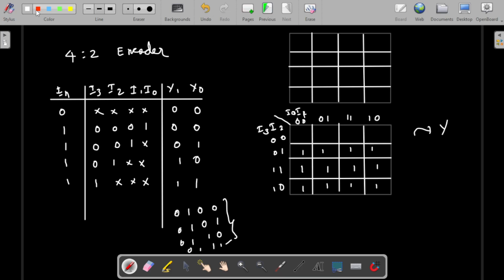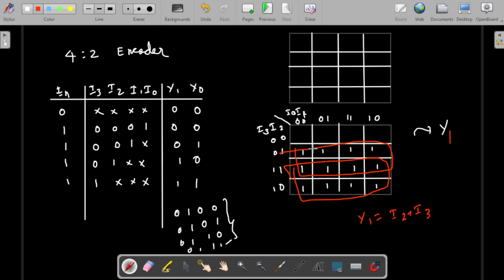So let me map it. I'm using red color here. We can map this together and this together. If we do it, then y1 equals I2 plus I3. Here you see, y1 will be enabled only when I2 or I3 is there.